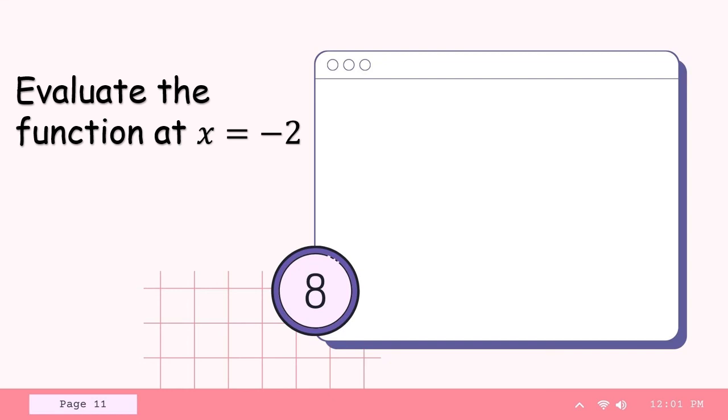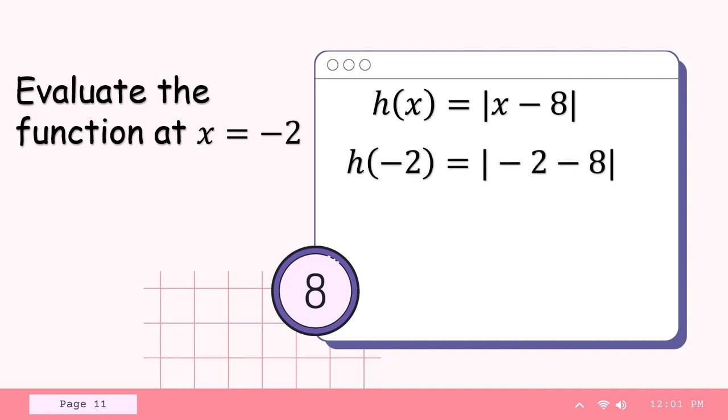Evaluate the function at x is equal to negative 2. h of x is equal to the absolute value of x minus 8. It will become h of negative 2 is equal to the absolute value of negative 2 minus 8. Negative 2 minus 8 is equal to negative 10. So it will become the absolute value of negative 10. And the absolute value of negative 10 is equal to positive 10. Finally, we have h of negative 2 which is equal to 10.